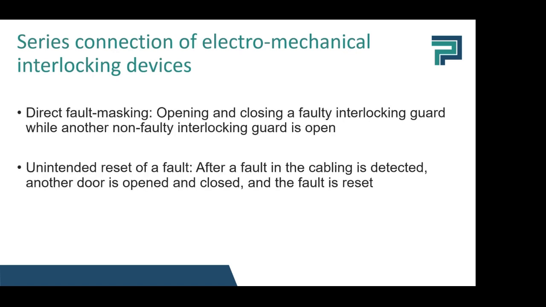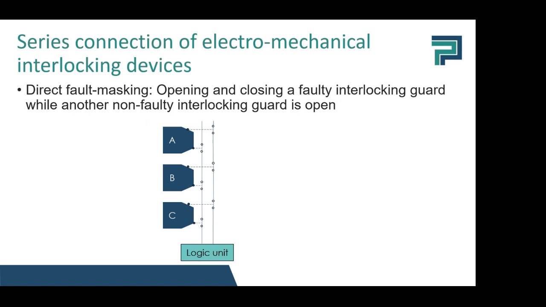Now, there are two types of fault masking that can go on. The first one is direct fault masking. This is opening and closing a faulty interlocking guard while another non-faulty interlocking guard is open. Then we have unintended reset of a fault. This is after a fault in cabling is detected, another door is opened and closed, and the fault is reset. But I will give an animation to explain both types.